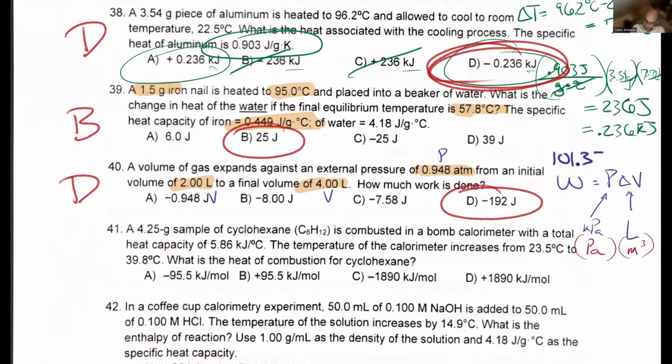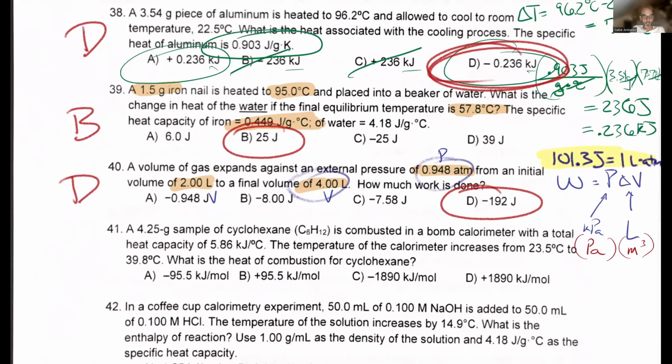101.3 joules is equal to 1 liter atmosphere. So that's also a conversion that you can do. If you're given this in atmospheres times liters, you can essentially just use this as a conversion factor. So that's going to be an important one. You should have this, but I'm not sure that everyone does. So that is how you solve that one.